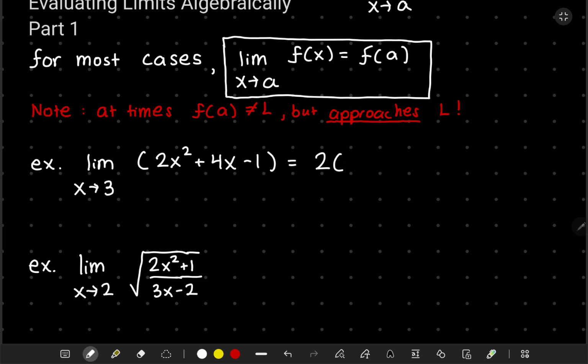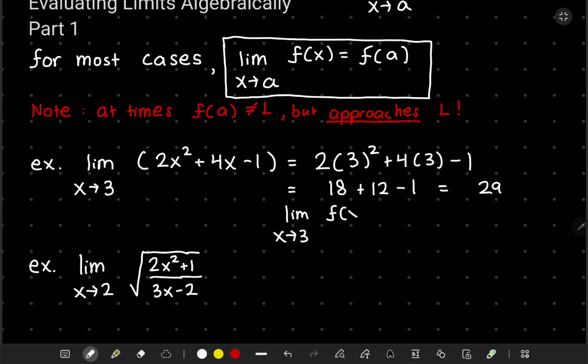I can say 2 times 3 squared plus 4 times 3, minus 1. I don't have to look at the table. I don't have to look at the graph. All I can do is just simply plug it in algebraically. When I do that, I'm going to evaluate it. So 2 times this would give me 18 because 3 squared is 9. 2 times 9 is 18 plus 12 minus 1. All of this in total gives me 29. So we can say the limit as x approaches 3 of our function gives us 29.